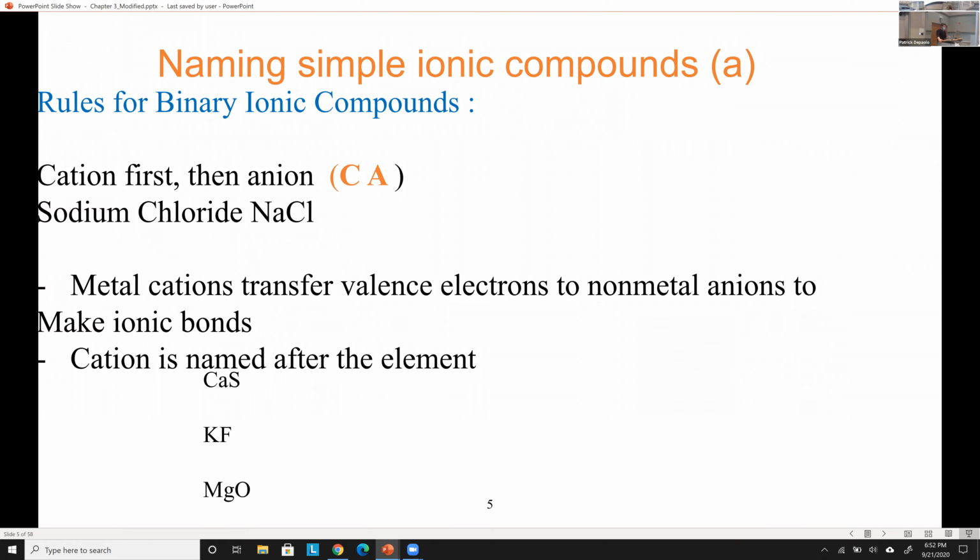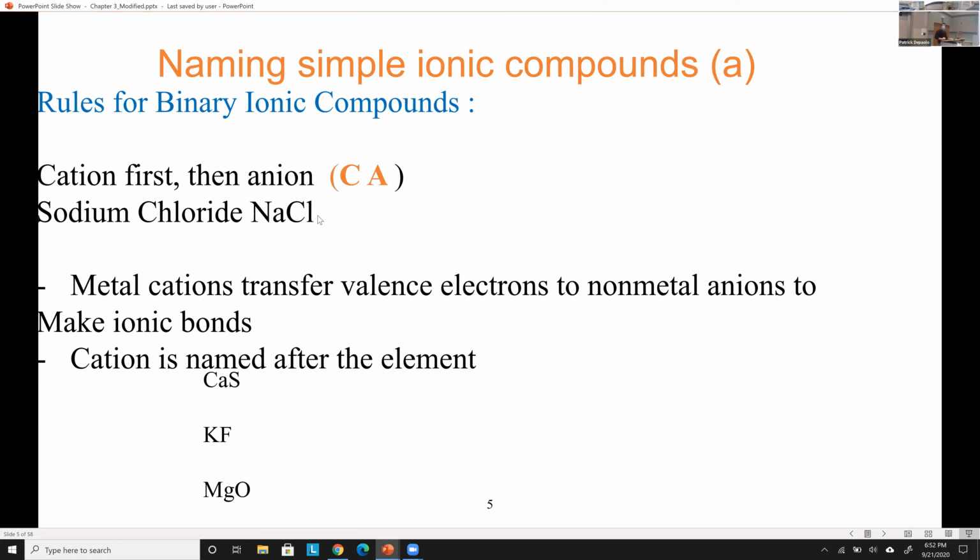So how do we name it? It's NaCl. Sodium is the first word. Na is sodium, and that's the metal name. That's exactly the rule. The first rule is you write the name of the cation first, of that element. If it's calcium, sodium, potassium, magnesium, you write that name. The next step, you see chloride.